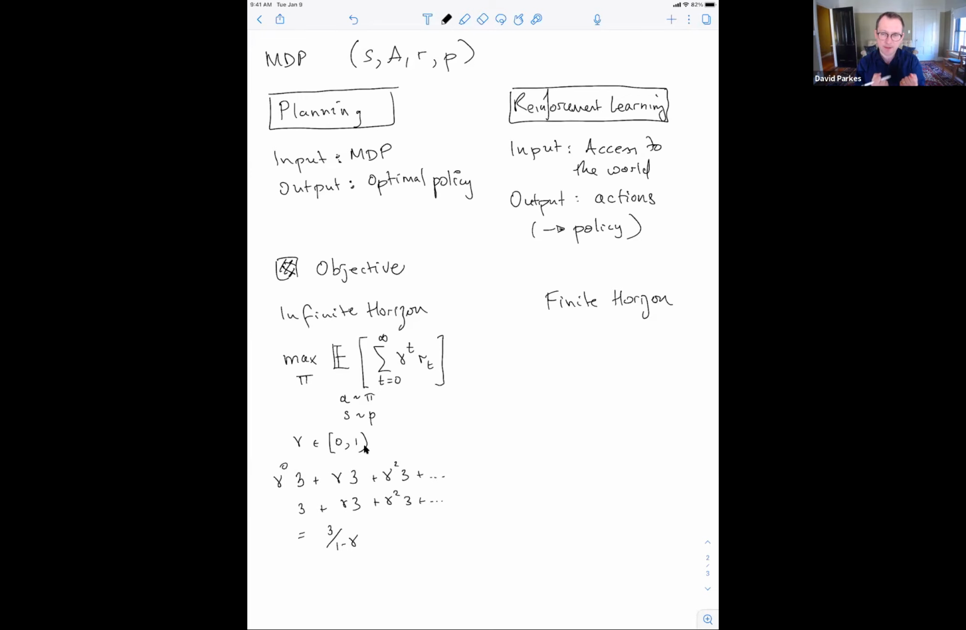So the nice thing about using a discount factor is that as long as the rewards are bounded, in this case my reward was just 3, then the infinite discounted sum is also bounded. Notice that as gamma gets closer and closer to 1, so think about gamma as 0.99, this is 3 over 1 minus 0.99, 3 over 0.01. So this becomes a big number. As gamma gets closer to 1, you get more patient. And as gamma gets closer to 0, you get less patient.